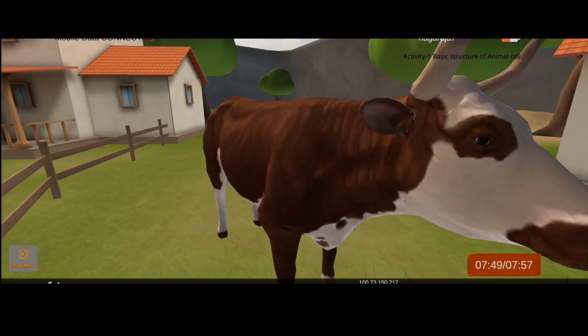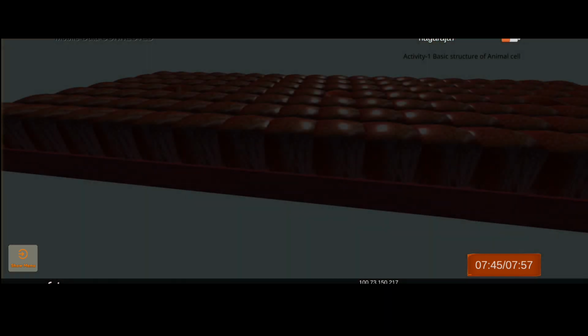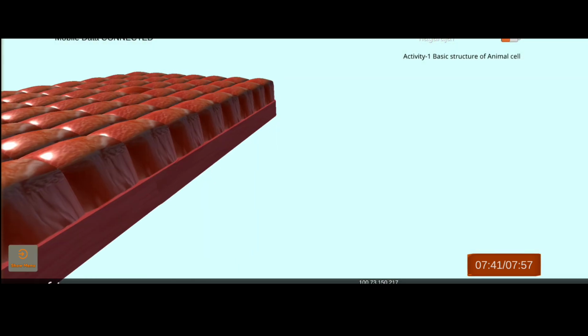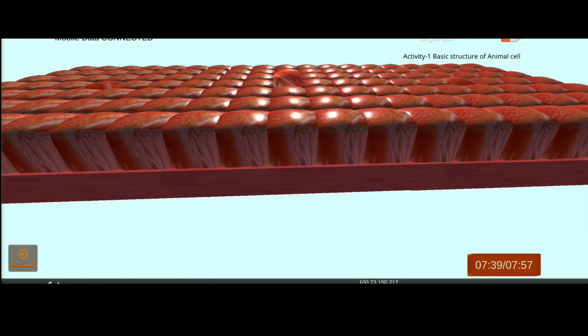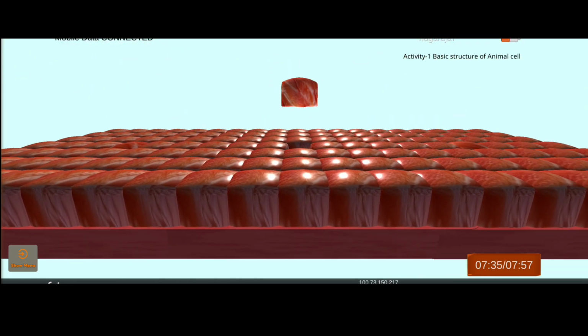...that buildings are made up of bricks. In the same way, the organs of our body are made up of small structural units called cells. So, the cells are called building blocks of our bodies. Look, this is a cell. It is the fundamental unit of life.